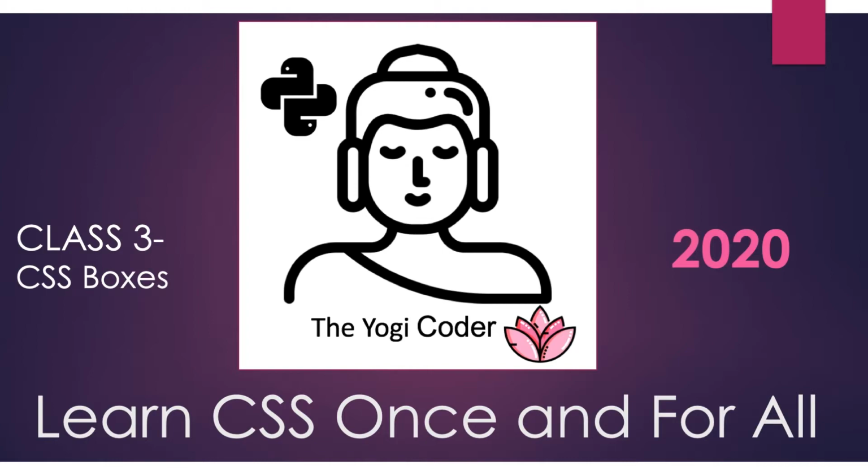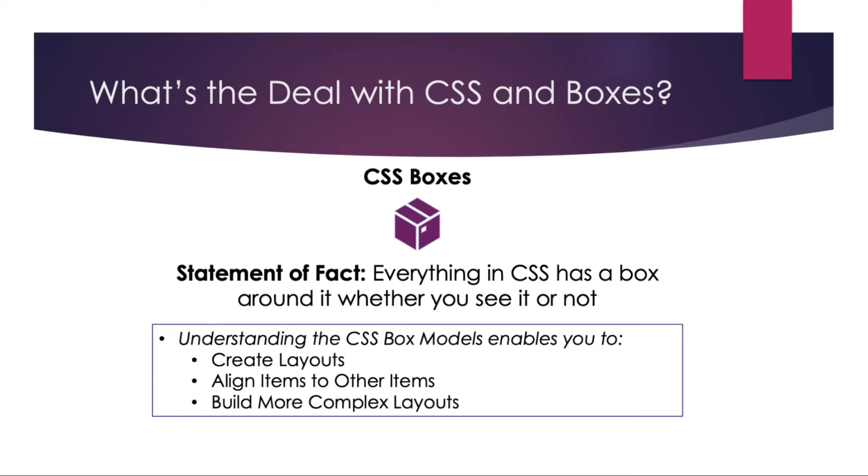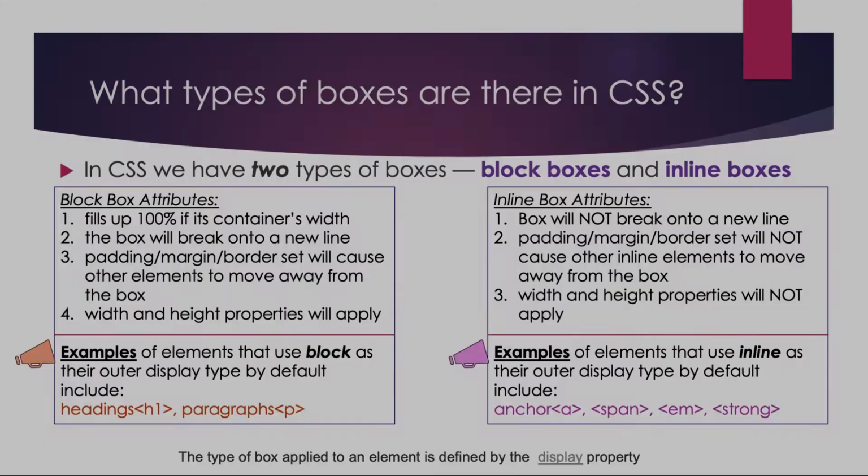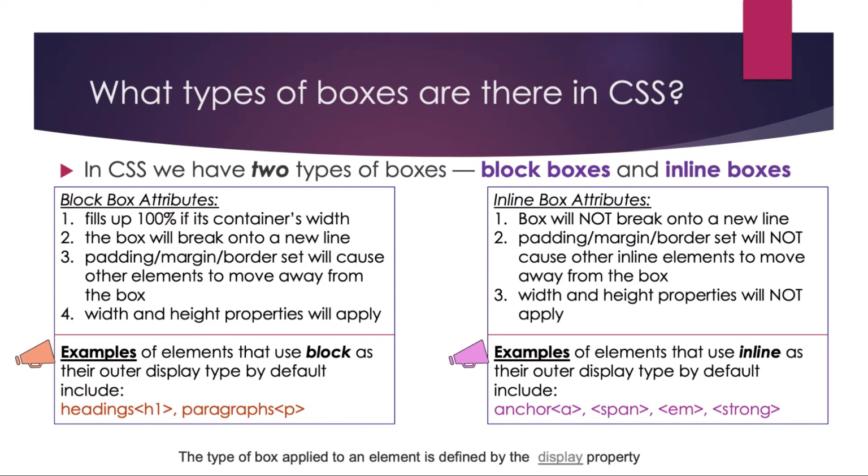Well, let's go. So why do you care about CSS boxes to begin with? Here's a statement of fact. Everything in CSS has a box around it, whether you see it or not. Understanding the CSS box model enables you to create layouts, align items to each other, and build even more complex layouts. CSS has technically 2 types of boxes, the block box and the inline box. So let's make sure we're very clear on what the differences are and give some examples of each.